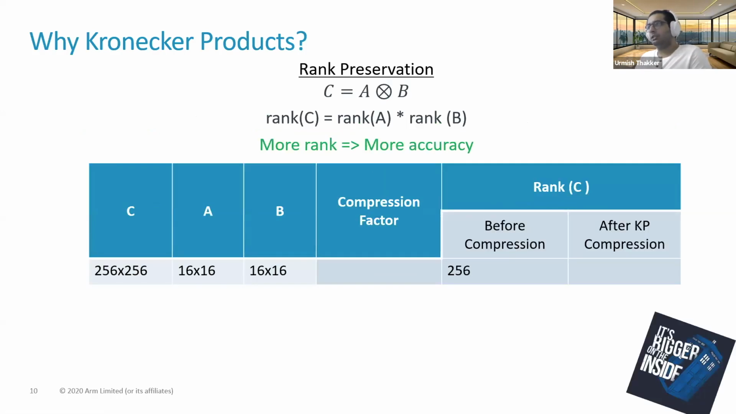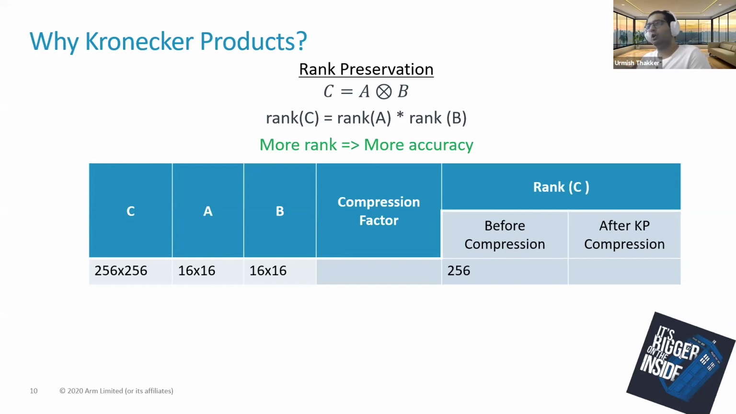Now, large compression alone does not guarantee the usefulness of a compression tool. You really have to preserve accuracy also at large compression factors. And that's where Kronecker products start getting very interesting. Kronecker products preserve the rank of a matrix at large accuracy.